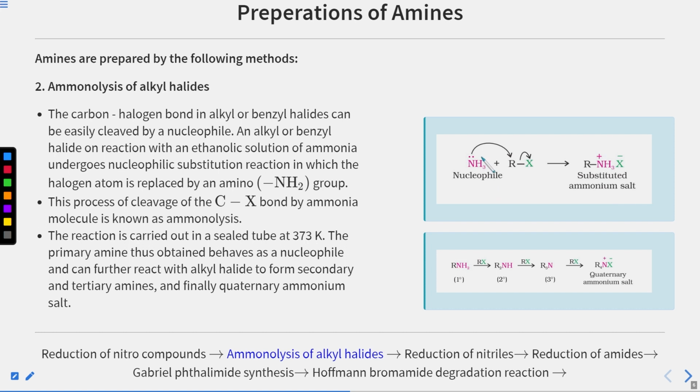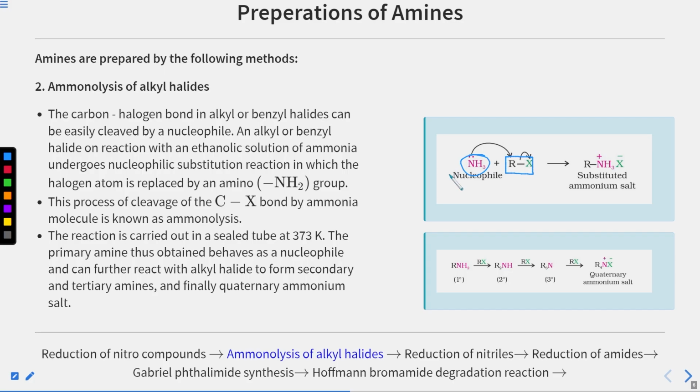First of all, we take ammonia and we treat it with an alkyl halide. Now you must have seen the structure. In the structure you have seen that ammonia or any other amine has a lone pair on it, because there are 5 electrons, 3 of them are involved in bonding with H, and 2 are free electrons, or you can say lone pairs.